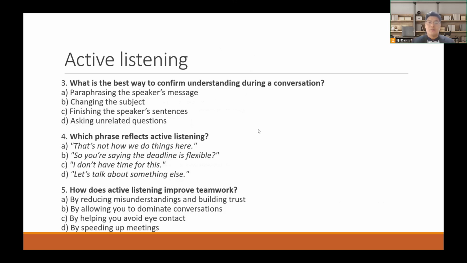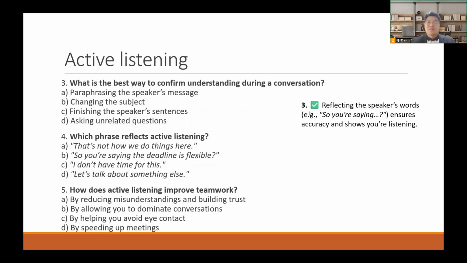Okay. The answer for number 3: reflecting the speaker's words ensures accuracy and shows that you are listening. So that is A, right? That is A. If you want to understand other people, the best way is to try to rephrase, try to reflect the message in a different way so that people can see your endeavor in understanding the conversation, not like the others. Okay. And number 4, which phrase reflects active listening?